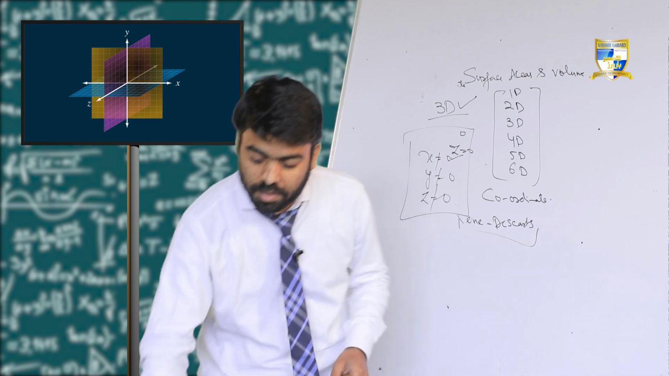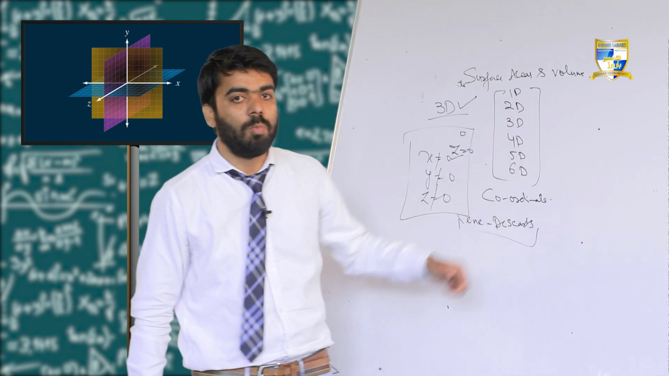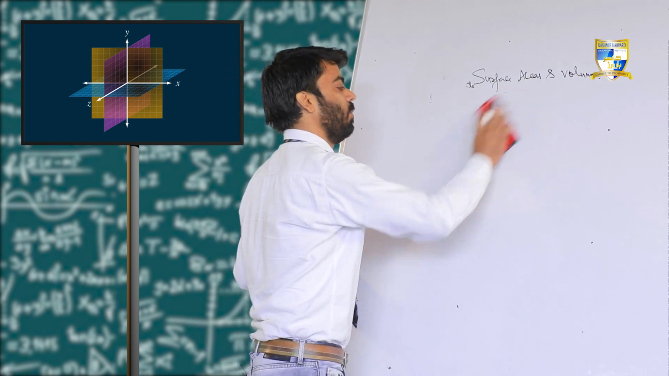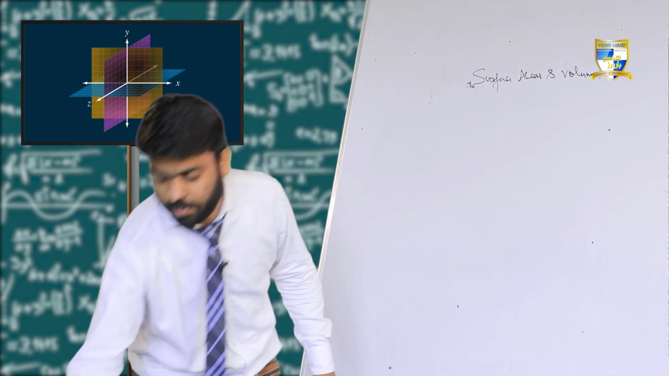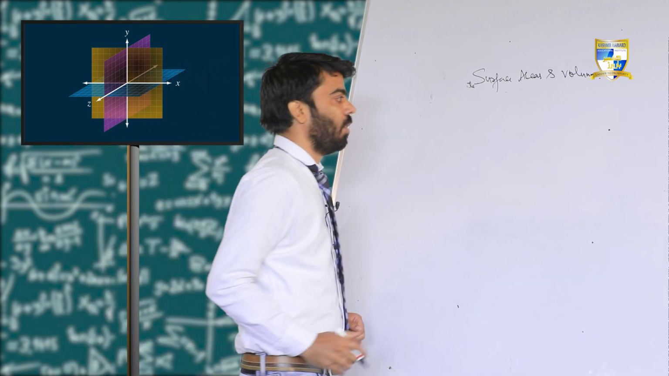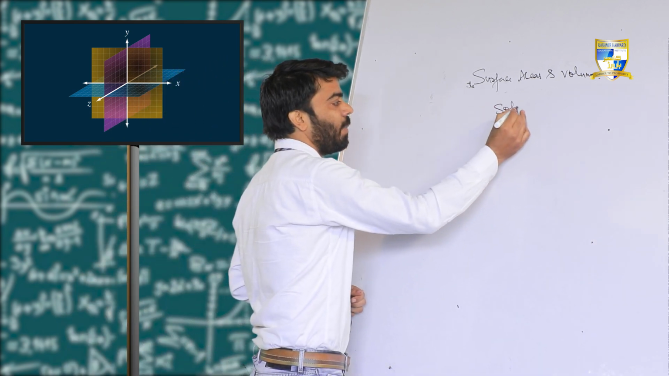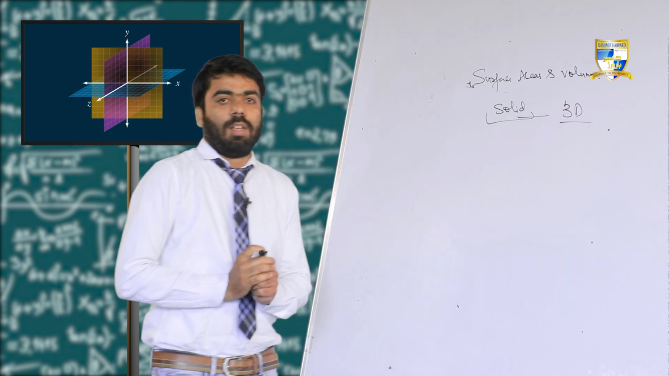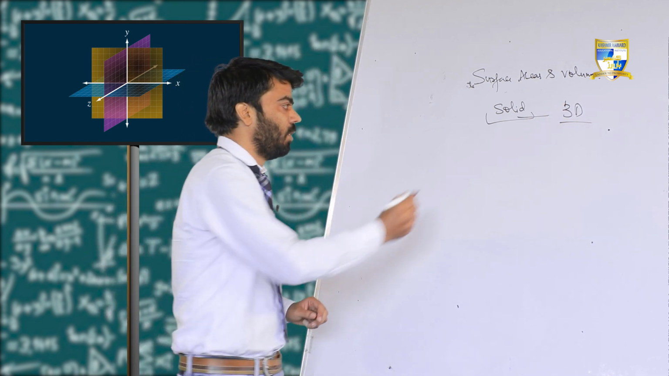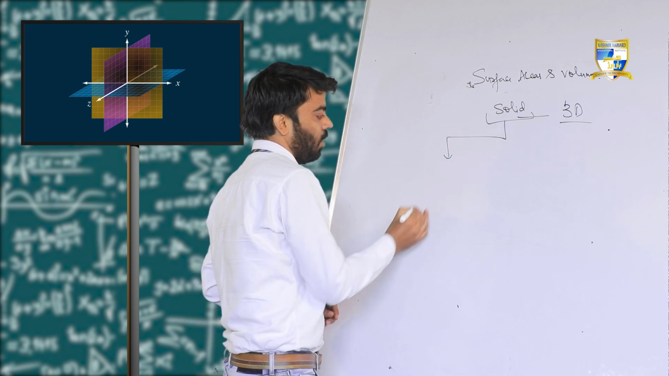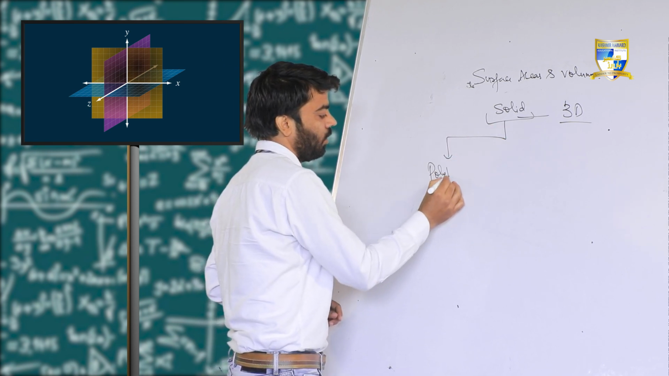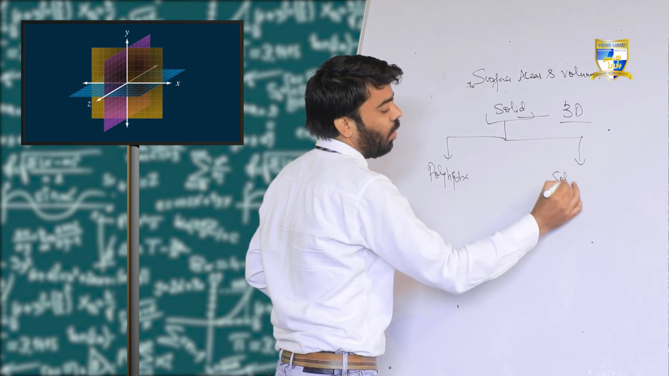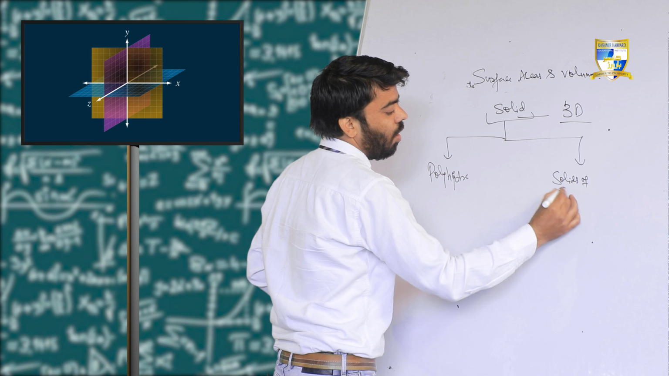Right? So discussing areas and volume, we should discuss how we can describe the 3D system. Let's go into the 3D system now. The 3D systems start with solids. Solids are 3D objects. Solids are basically of two types. One is known as polyhedra. The second is known as solids of revolution.